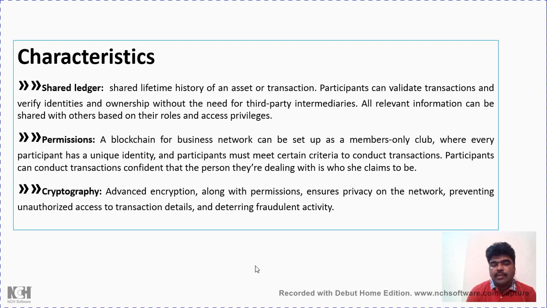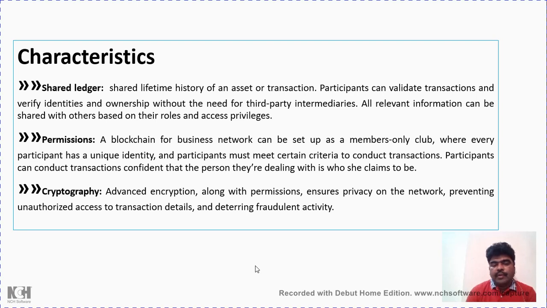So we have seen the validator nodes, right? Those nodes help in validating. So the shared ledger will be working like this. And next is permission. A blockchain for a business network can be set up as a member-only club where every participant has a unique identity, and participants must meet certain criteria to conduct transactions. Participants can conduct transactions confident that the person they are dealing with is who she claims to be.